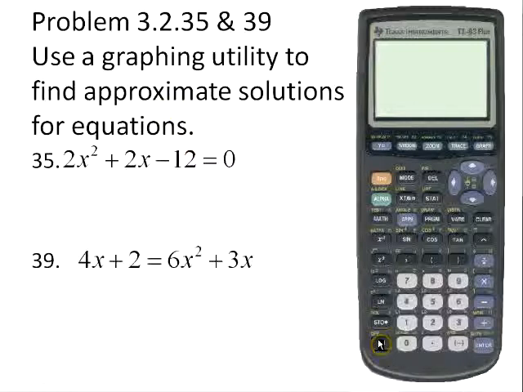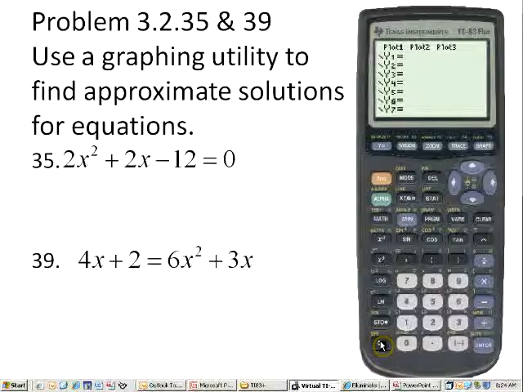To do this on our calculator, the first thing we're going to do, of course, is turn the calculator on. And inside of the y equals menu, we're going to put our equation: 2x squared plus 2x minus 12. So we put the function into the calculator, and now let's graph it. I am going to choose a window that I like. I have stored this window in memory, and here we go. Here's the window that we're looking at.